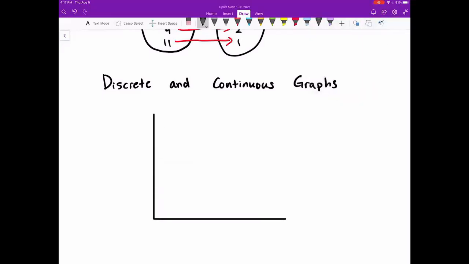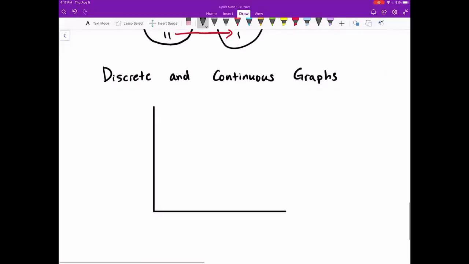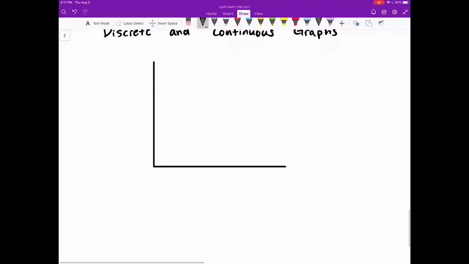So in a discrete graph, you see that each x value is going to be by itself and not connected to other x values. So for example, we could have something like this. In this case, the x values do not form a line because they're all on their own. And what this really means is that x cannot be any values in between these values.